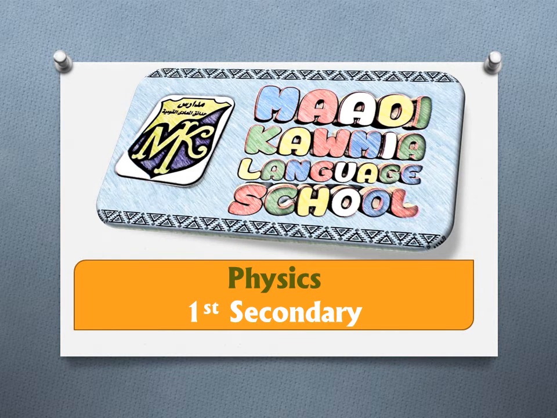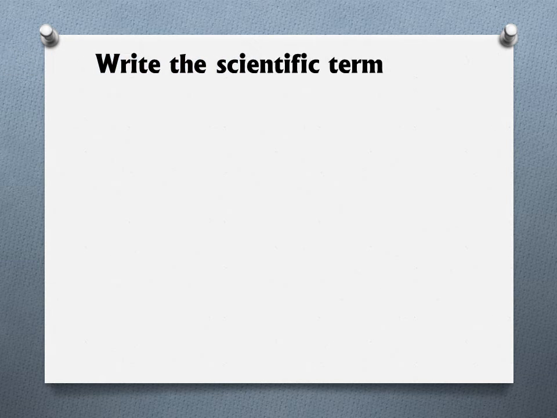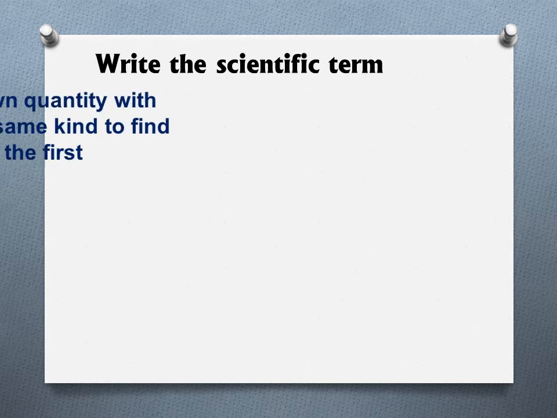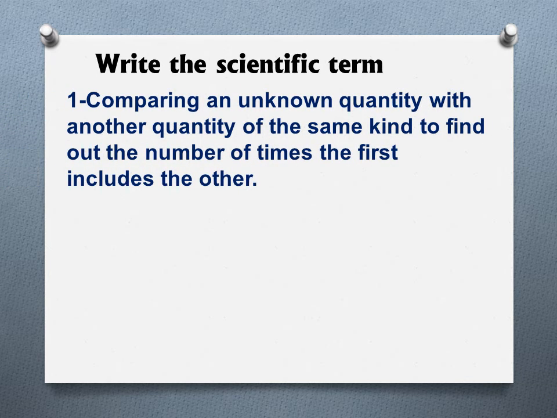Today, we are going to talk about revision on chapter 1. The first question in our revision, write the scientific term. Comparing an unknown quantity with another quantity of the same kind to find out the number of times the first includes the other. It is a measurement process.